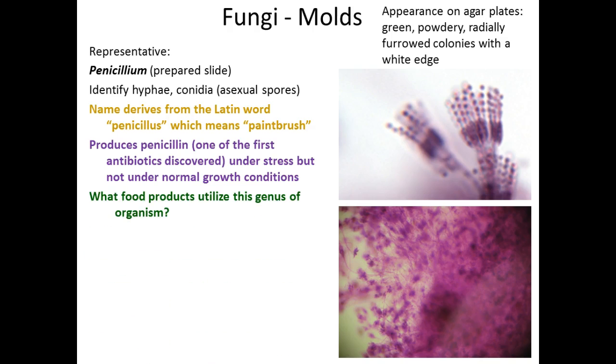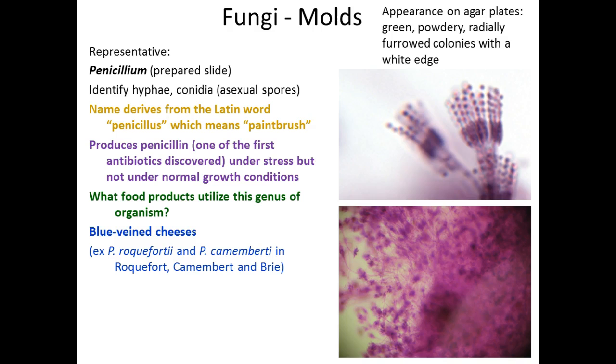So one of the first antibiotics discovered, the organisms only produce this under stressful conditions, right, when they're potentially having to fight off bacteria for food and environment. So this is actually utilized in making some food products, which are good old blue vein cheeses, right? Blue cheese is the most common, but Camembert, Brie, other cheeses actually use this fungus to ferment the milk products to produce these cheeses.